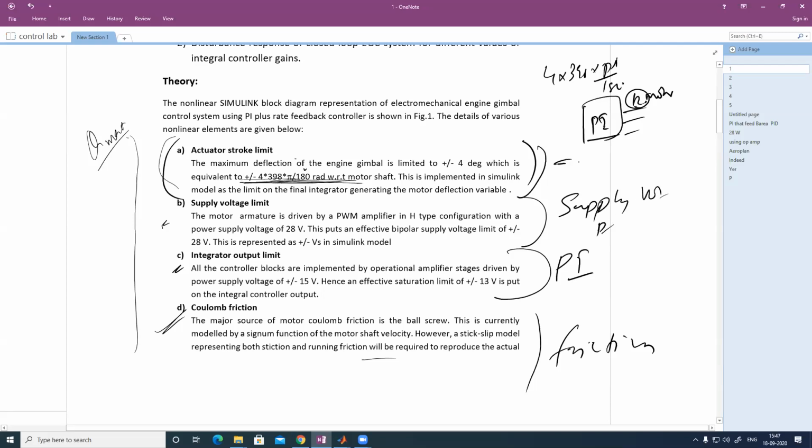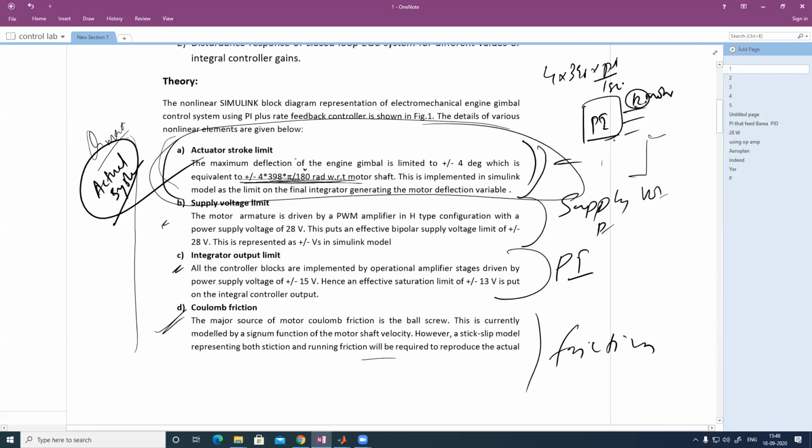So this is the actuator. Actuator is designed for plus 4 degree and minus 4 degree only. So you have to limit that. Mechanical limit will be there, but in simulation also you have to limit. In the actual system, the limit will be there because it is mechanically limited to that value. So in this mimicking simulation also you have to limit that one. That is why you have an integrator. Inside that integrator you are limiting to this value.